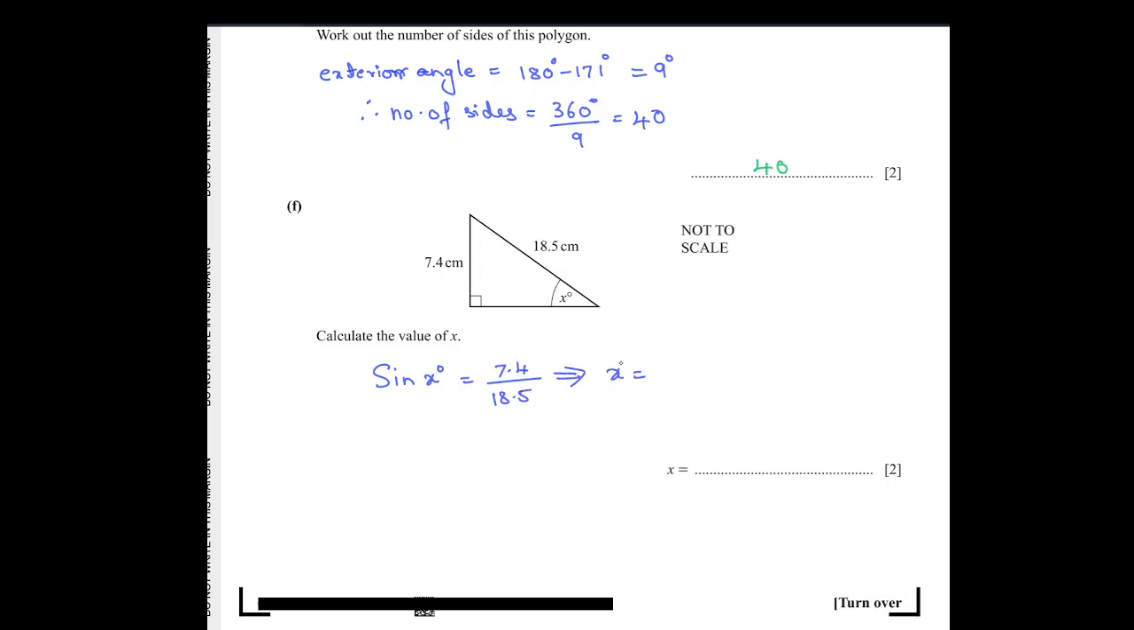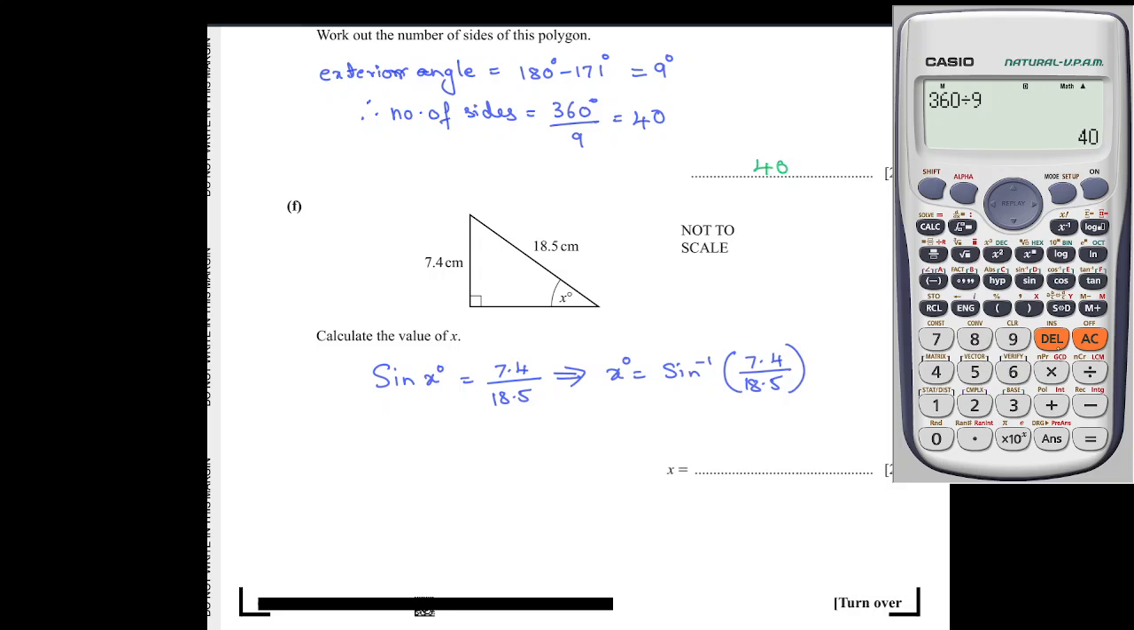So x will be, applying sine inverse on both sides, sine inverse of 7.4 by 18.5. Find out. So to find the sine inverse, press the shift key, sine inverse, take the fraction button, in the numerator you type 7.4, and for the denominator press the down arrow and type 18.5, then press the right arrow, close the bracket. So this is the answer.